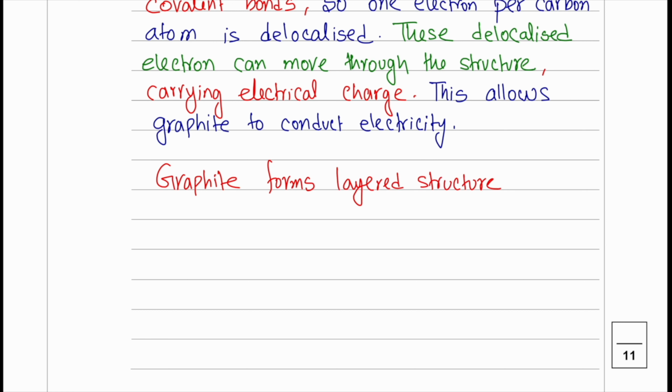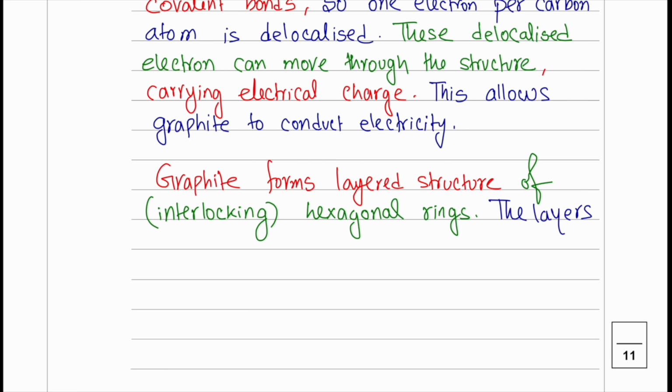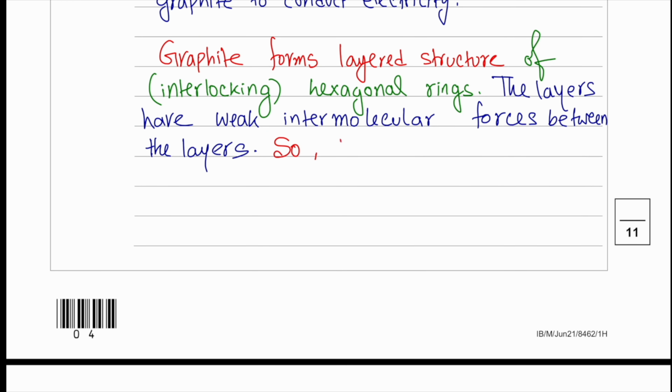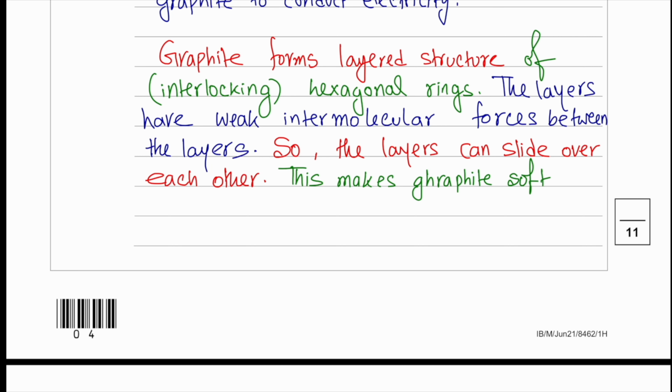Because graphite is a layered structure, and each layer is made of interlocking hexagonal rings, they have very weak intermolecular forces between each layer. This weak intermolecular force between them makes them slippery. They can slide over one on top of another, which makes them soft and slippery. So the answer should be as follows.